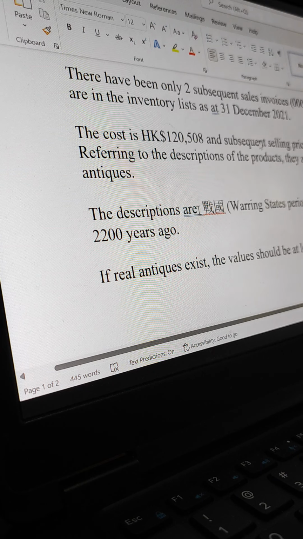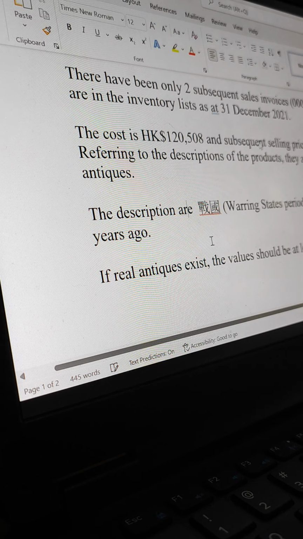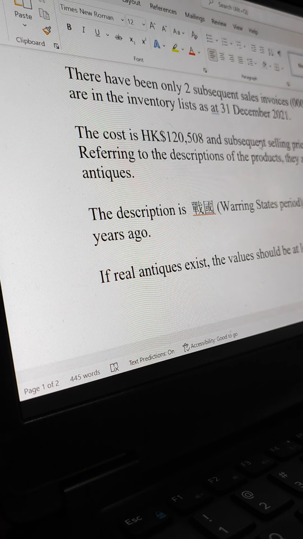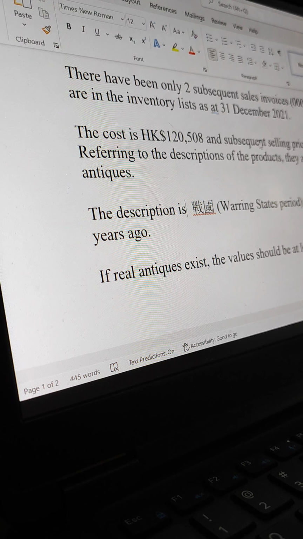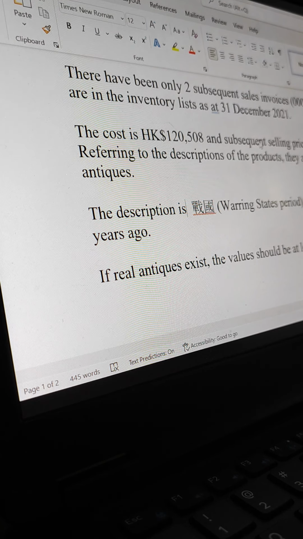Then you've got "this descriptions are this". Isn't that just one description? He wants to mention that this is a Warring States period product, but of course this is impossible to be true, because the Warring States period in China was 2,200 years ago. So you mean in the invoices they're described as that, but actually they're fake? Yes, they are replicas. The customers know that this is fake. Mr. Leung is not tricking anybody. Okay, got it, highly replica.